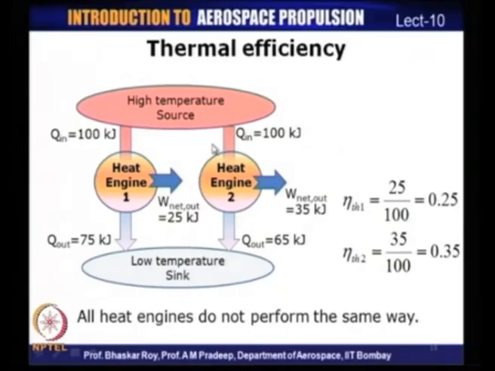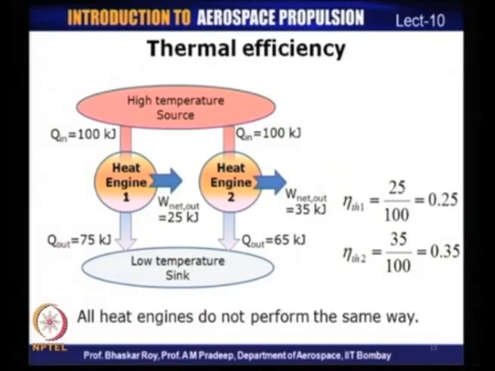Now, you could also have a heat engine which is again operating between the same source and sink, but it generates a different work output. In this example shown here, this generates a net work output of, let us say, 35 kilojoules. Thermal efficiency of this heat engine is 35 divided by 100, that is 0.35. This means that all heat engines do not perform in the same way. Different heat engines can have different efficiencies even if they are operating between the same source and sink.